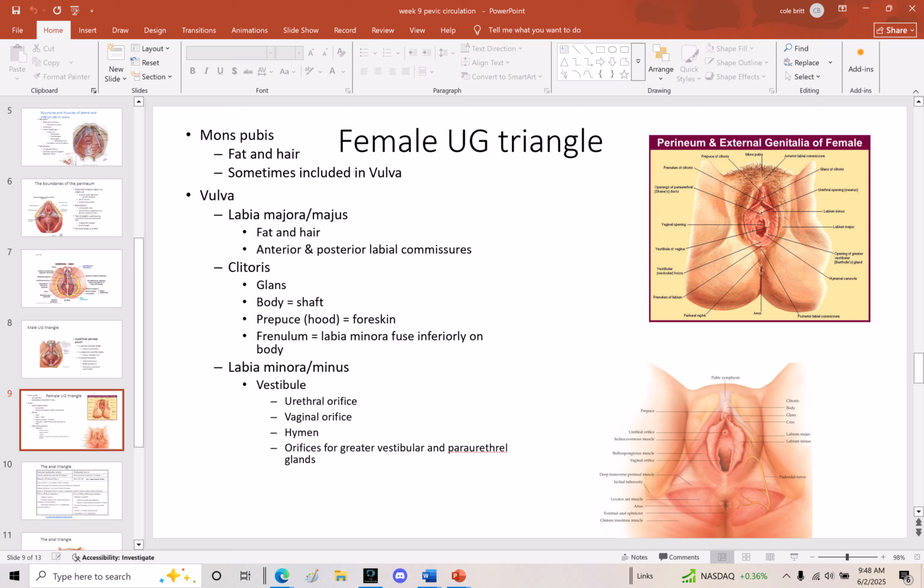All right, so we have what are called periurethral glands. What they do is secrete lubrication. So we'll look at those.